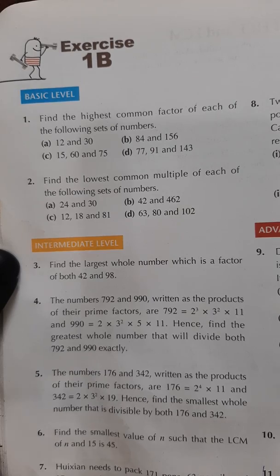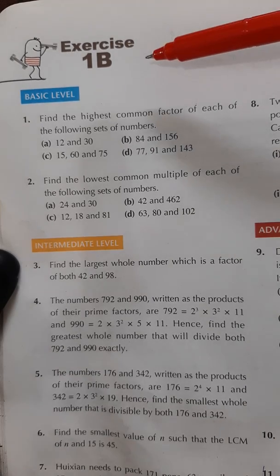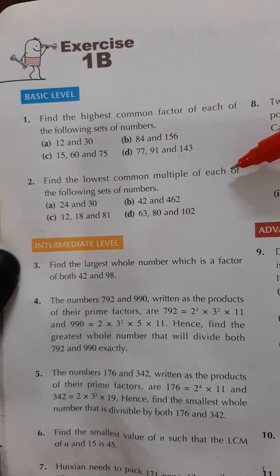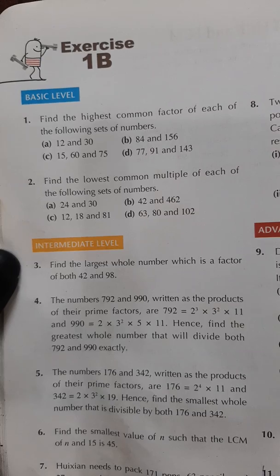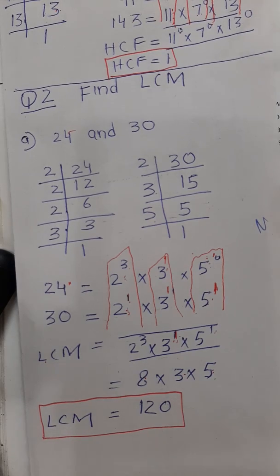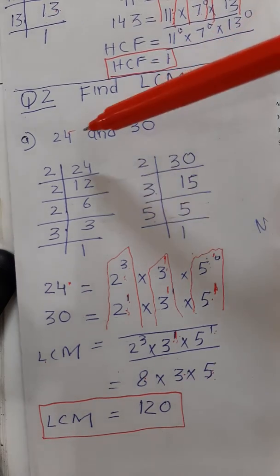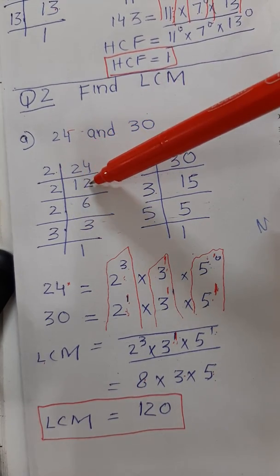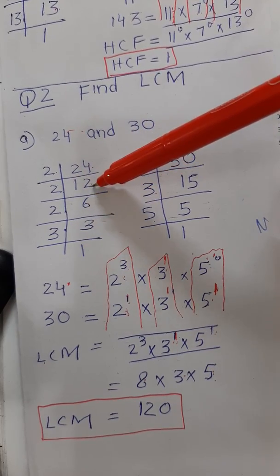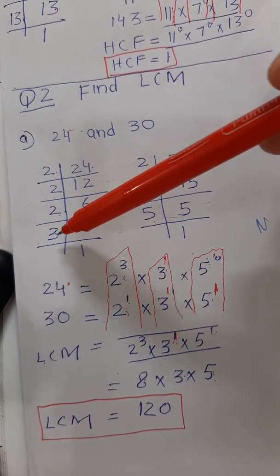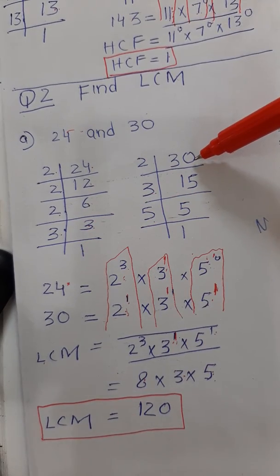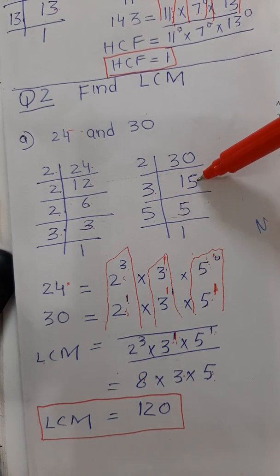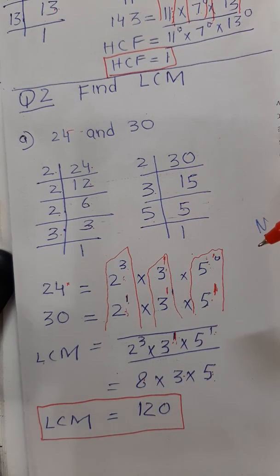Now exercise 1b, D1, 7th edition. This is question number 2, and we have to find the lowest common multiple of each of the following sets of numbers. So here in question number 2 we have to find the LCM of 24 and 30. Do the prime factorization of 24: 2 times 12 is 24, 2 times 6 is 12, 2 times 3 is 6, 3 times 1 is 3. Do the prime factorization of 30: 2 times 15 is 30, 3 times 5 is 15, 5 times 1 is 5.